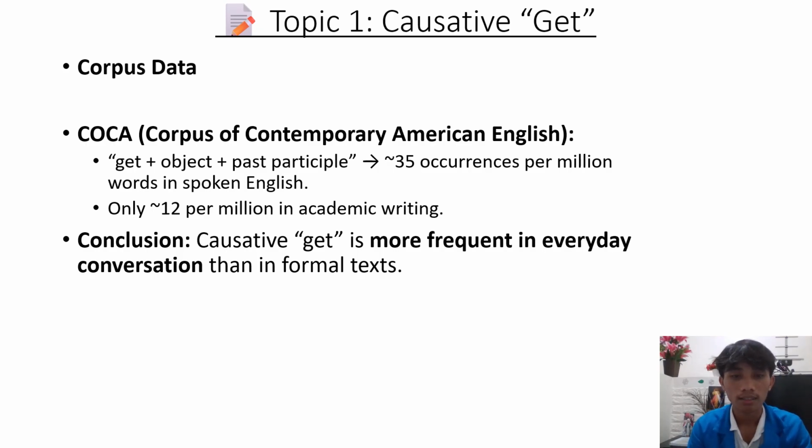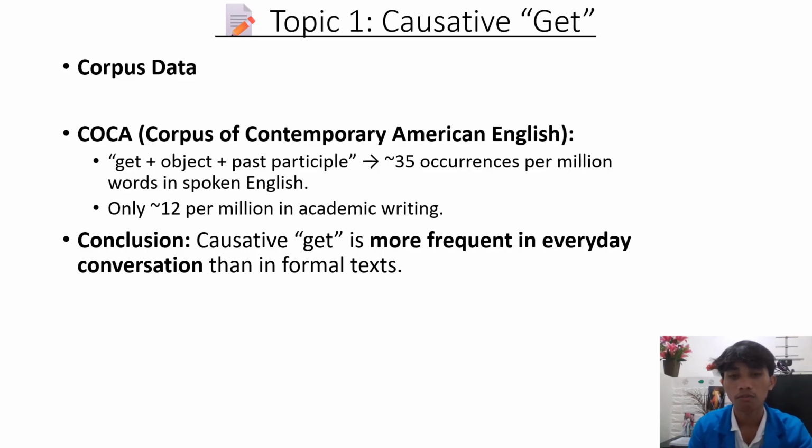Corpus data confirms this usage in the Corpus of Contemporary American English. The structure get plus object plus past participle appears about 35 times per million words in spoken English, but only 12 times per million in academic writing. This shows that causative get is much more frequent in everyday conversation than in formal texts.